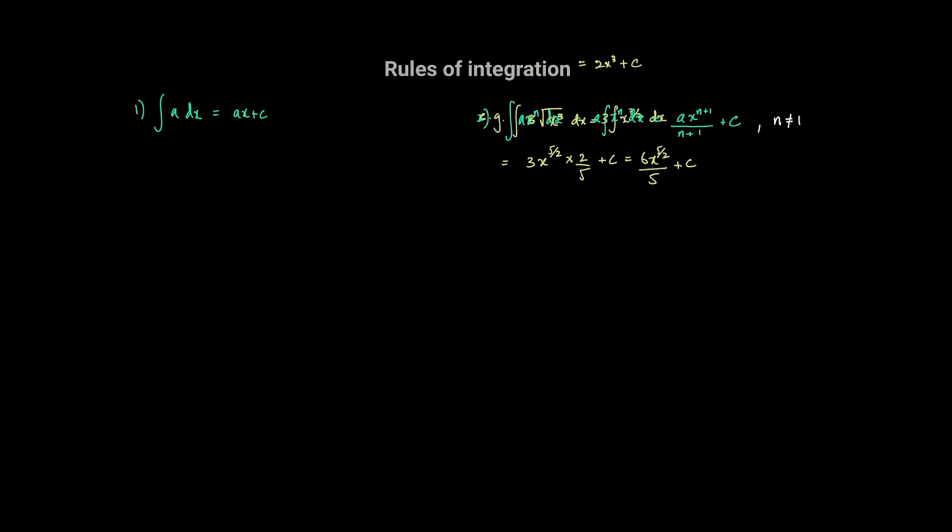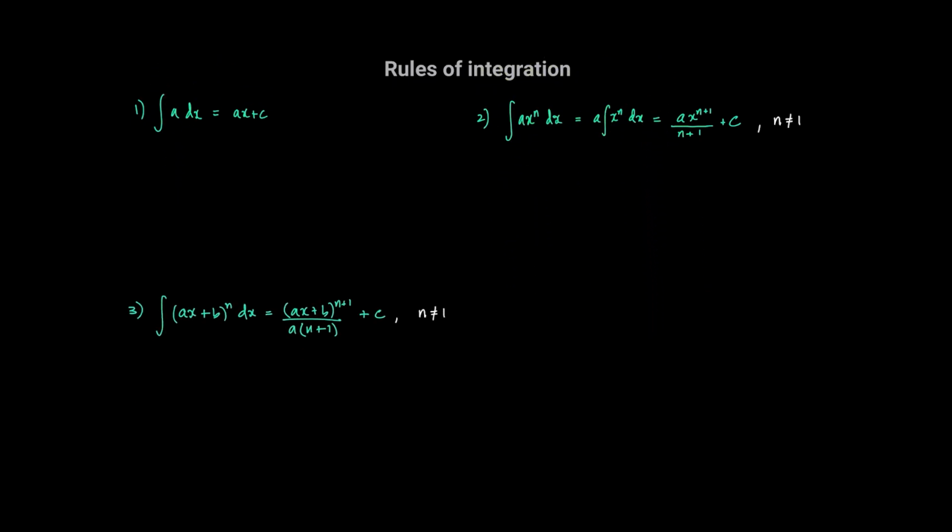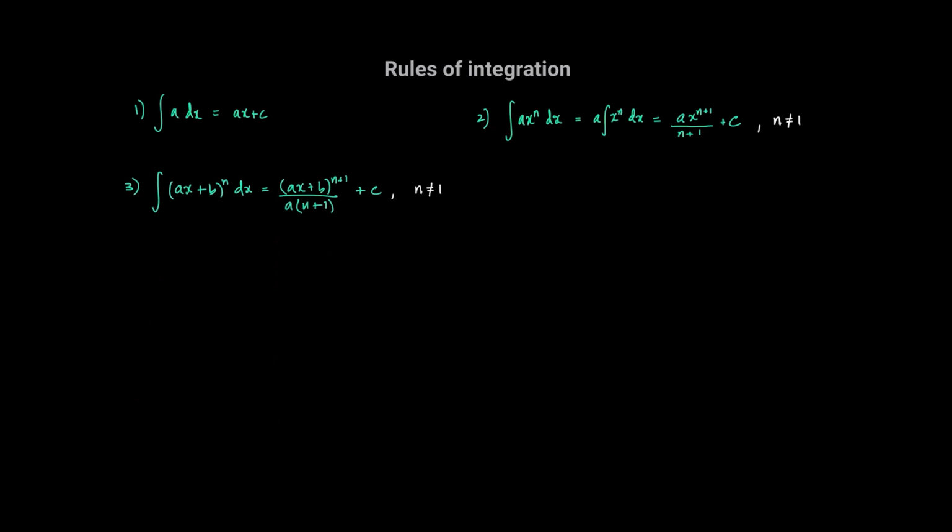The next rule that we have is closely related to the power rule, but here, instead of integrating x to the power of n with respect to x, we're going to integrate this linear expression ax plus b, the whole thing, to the power of n with respect to x.